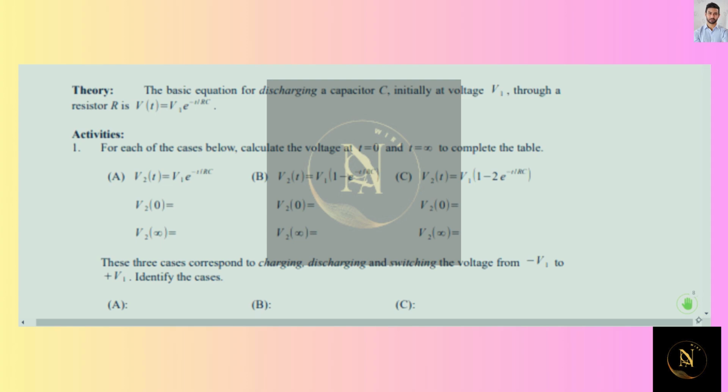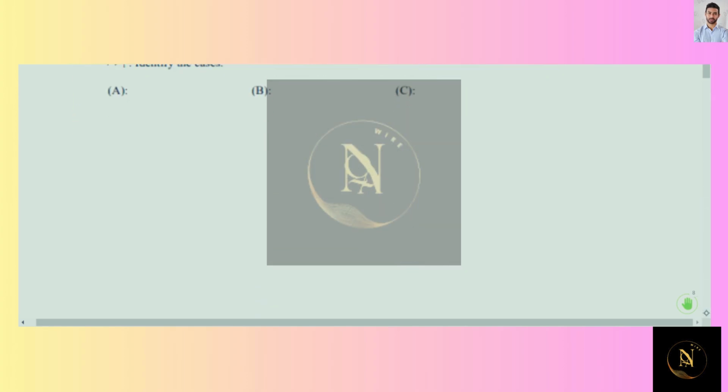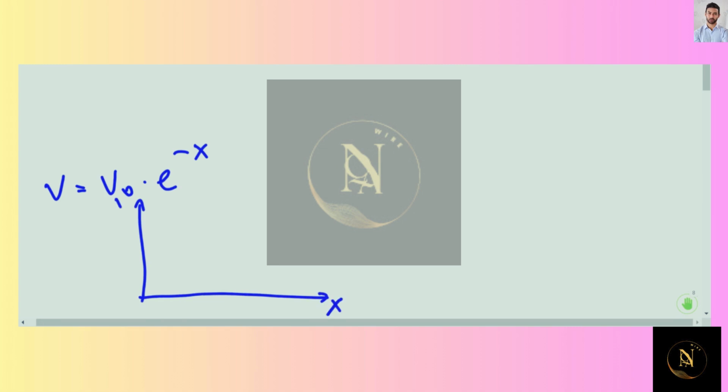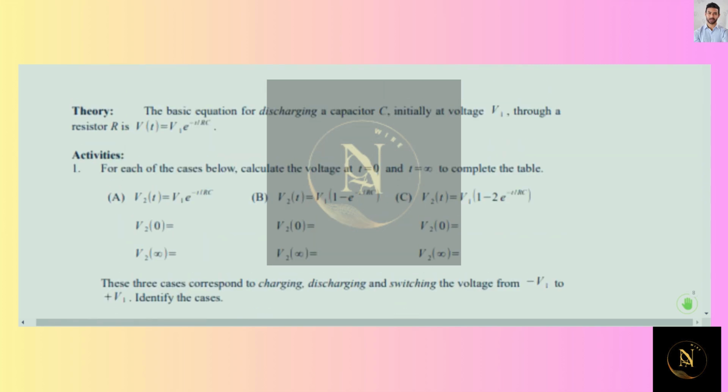Prior to the answer, let's sketch the exponent function because it's crucial to solve this problem. So let's say our function is V, voltage, equals the initial voltage multiplied by the exponent powered by negative x. In this case, this function will have a maximum when x is 0. So when x equals 0, voltage equals V0, and when x approaches infinity, the voltage approaches 0 but still doesn't touch it. So now we can answer the question.